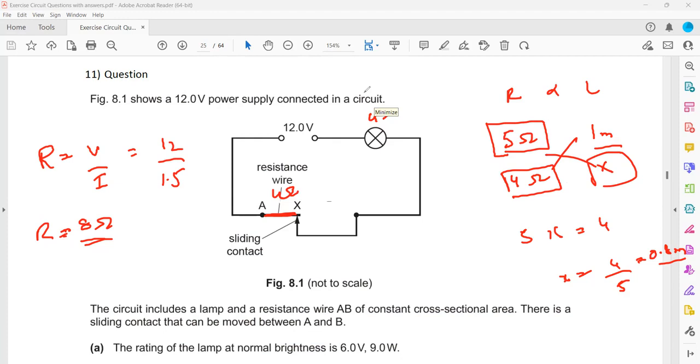If the diagram was to scale, then no, we wouldn't have to do a calculation. The diagram is not to scale, that's why we did the calculation.